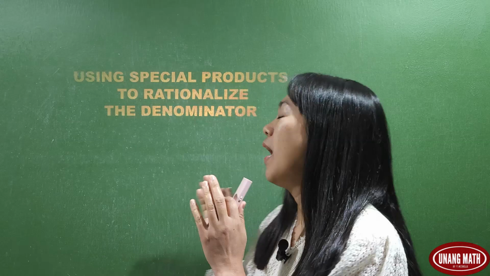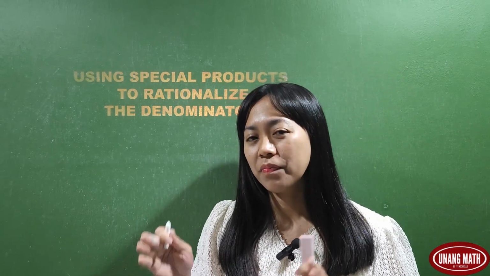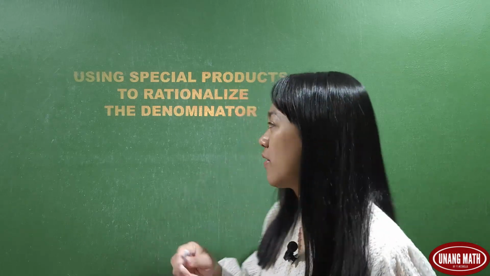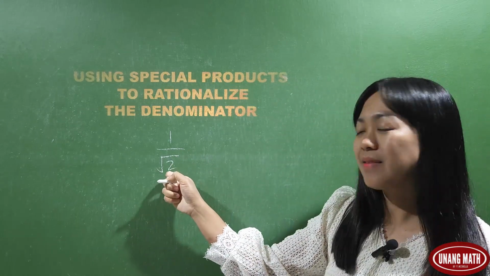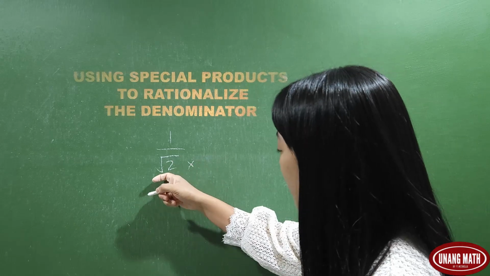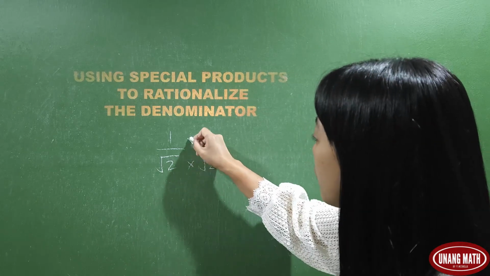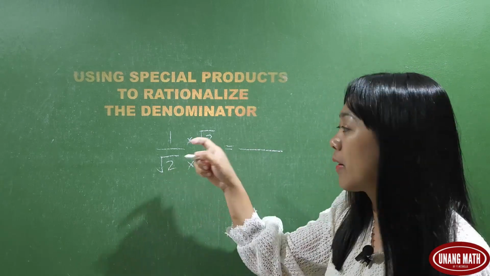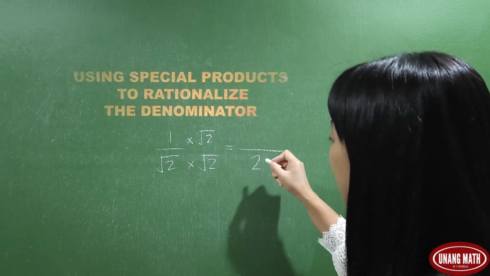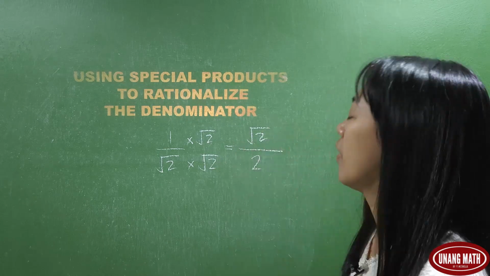For this episode, I will be discussing this lesson using the special products to rationalize the denominator. We studied that when we rationalize the denominator, let's say for example this fraction, 1 over square root of 2, we will be multiplying this denominator by the same number. So this is times square root of 2. Numerator is times square root of 2 also. So multiplying the denominator by the same number, now our denominator is 2. So this is now a rational number. So numerator here is square root of 2.